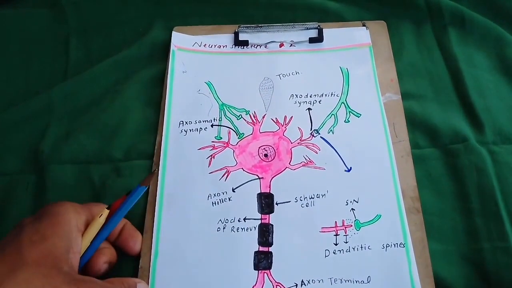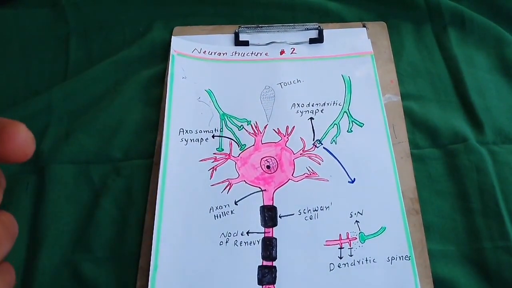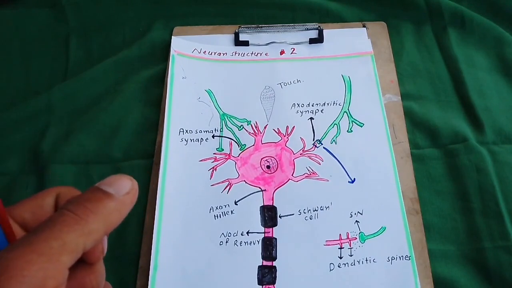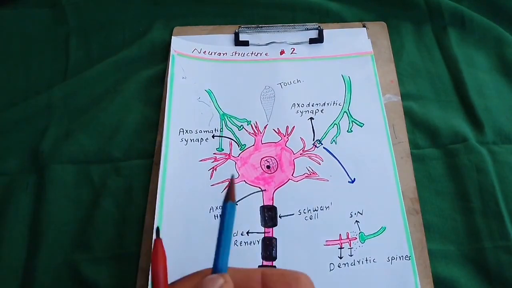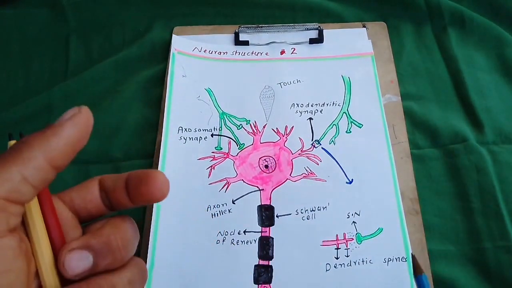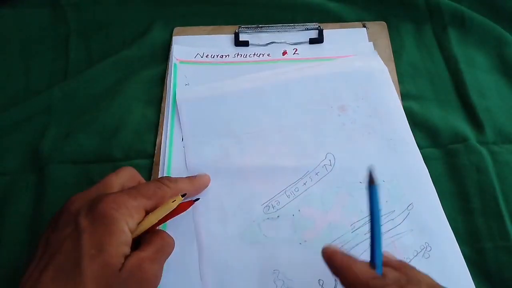Today we are going to talk about neuron structure. This is part number 2, and in part number 1 we have already discussed the cell body of the neuron. As we know, a neuron has two main parts: the cell body and the nerve fiber.